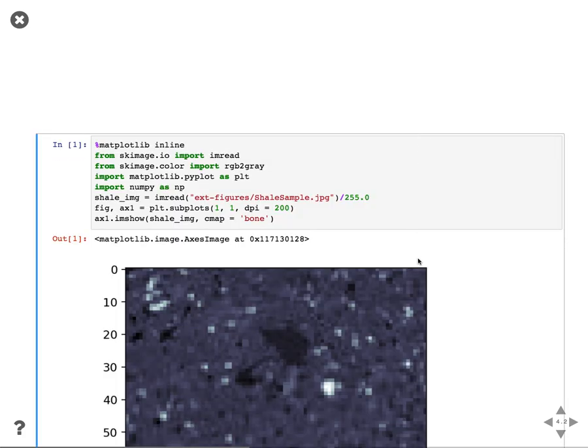where you see the different intensity values. The really bright values are rock, the gray is sort of shale, and the dark values are air.